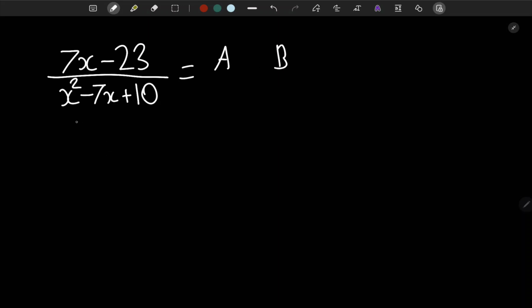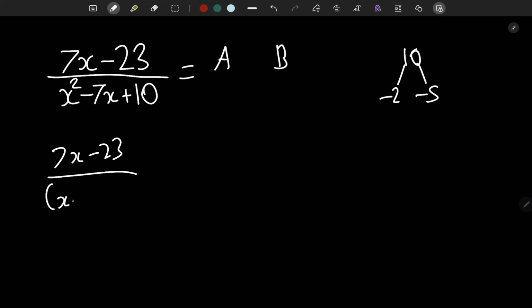And the next step is to factor the denominator. So here we can just find two numbers which multiply up to 10 and add up to -7. So it's going to be -2, -5, and we can rewrite this. So let me just do that. It's going to be 7x minus 23 over x minus 2 and x minus 5.